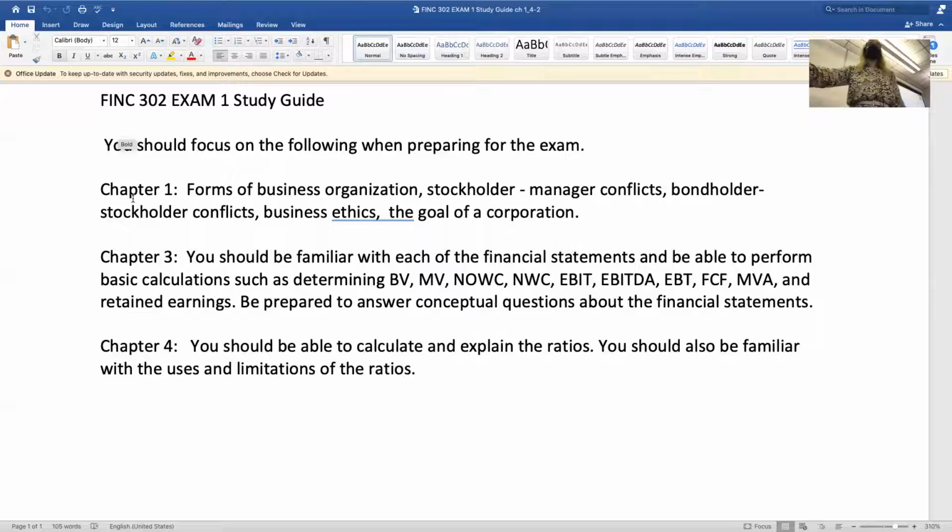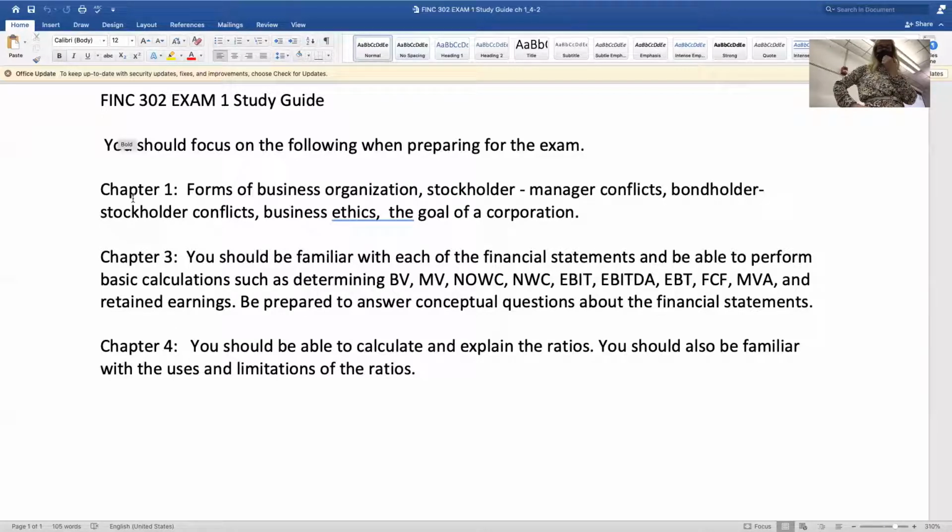Also take a look at the cash flow statement and look at the slides, and then also read in the book about the statement of cash flows, and just basically be familiar with the statement of cash flows. And then be able to answer some conceptual questions about the different financial statements. All right, before I talk about the ratios, let me continue with chapter 3.